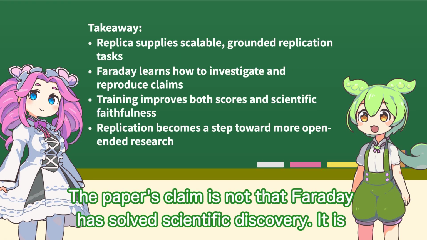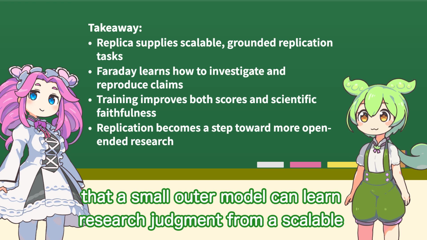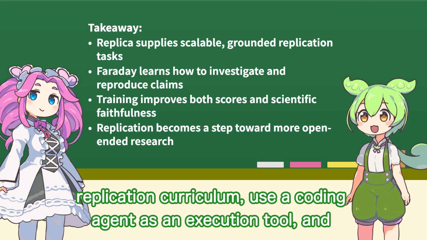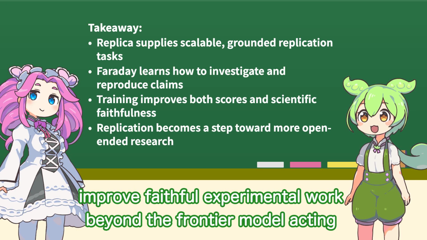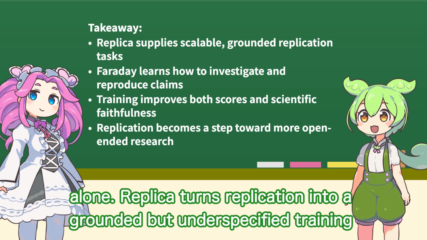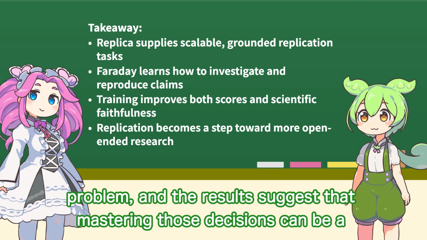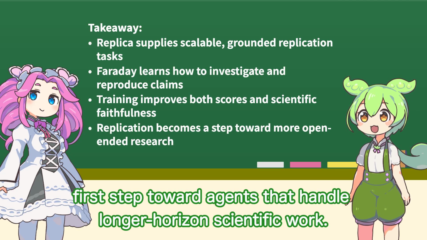The paper's claim is not that Faraday has solved scientific discovery. It is that a small outer model can learn research judgment from a scalable replication curriculum, use a coding agent as an execution tool, and improve faithful experimental work beyond the frontier model acting alone. Replica turns replication into a grounded but underspecified training problem, and the results suggest that mastering those decisions can be a first step toward agents that handle longer horizon scientific work.